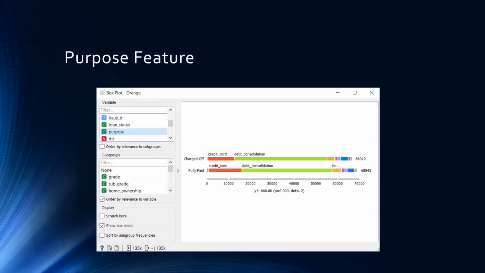The purpose feature in our data set. With this, we can see for what purpose people want a loan in our data set. The purpose feature shows you why they want to get a loan from Lending Club. It is seen that the vast majority request it for credit cards or debt consolidation purposes. And next slide, please.